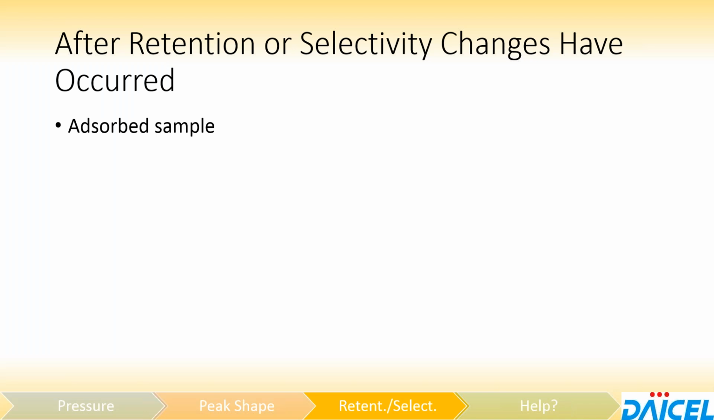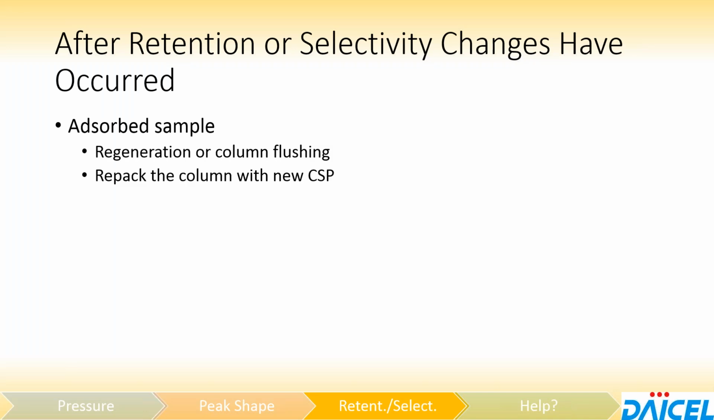So what happens after the retention or the selectivity changes have occurred? With the adsorbed samples, I mentioned the repack. That's something that we can help you with, repacking with new CSP. But like with the pressure issues and with the peak shape issues, sometimes you can regenerate the column or you can flush the column and actually save it. Really, it just depends on the sample. It depends on the individual case.